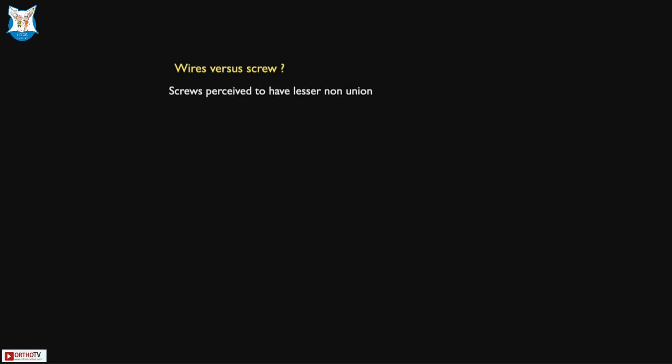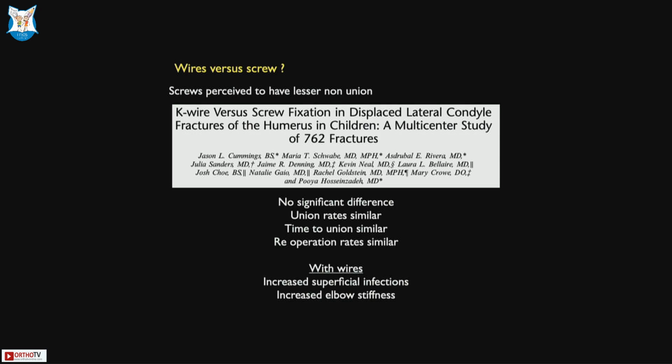So wire versus screw, intuitively you would think that screws do better in terms of union. There is no such evidence. The only evidence is that with wires, there is slightly increased risk of infection and elbow stiffness. But otherwise, there is no big difference. If you have a large metaphyseal fragment in an older child, fix it with a screw, I would urge you. If you're using wires, and if you're doing an open reduction, make sure that the wires are passed not through the wound.